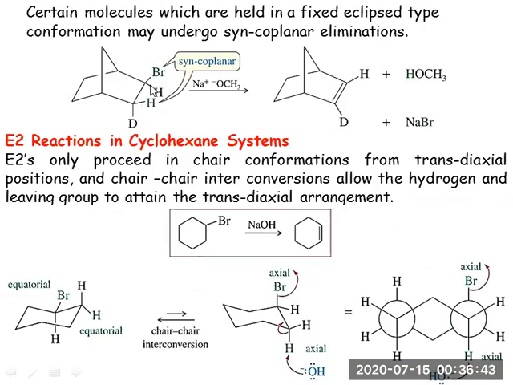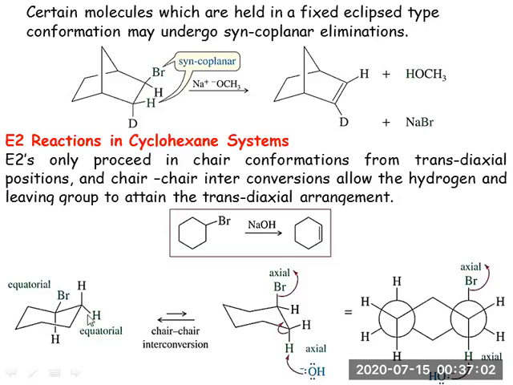In the example here, Br and hydrogen, syn-coplanar, treated with base, you'll get a double bond over here and you get this as a product. Take this example here: one of the hydrogens is lost and cyclohexene will be obtained as a product. So all these are E2 elimination reactions.